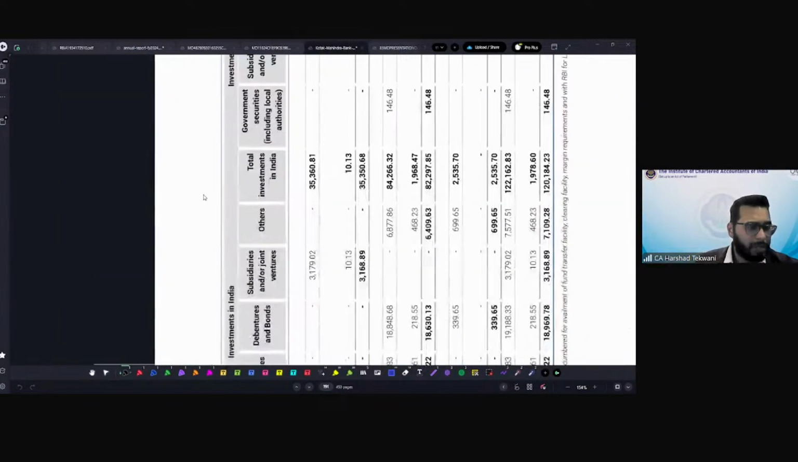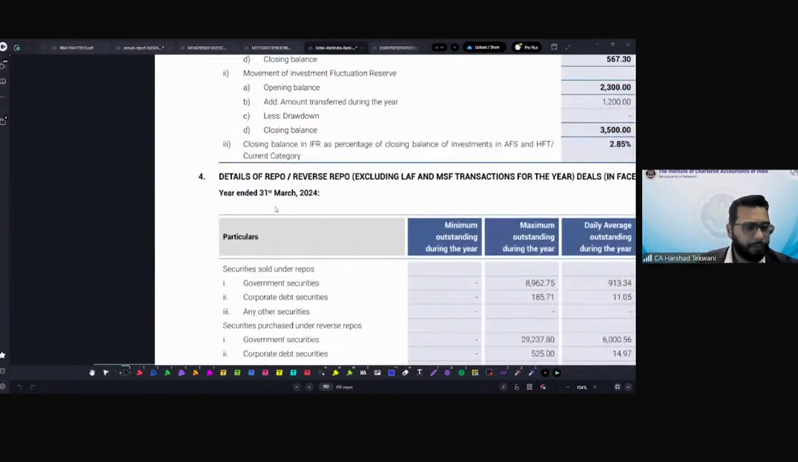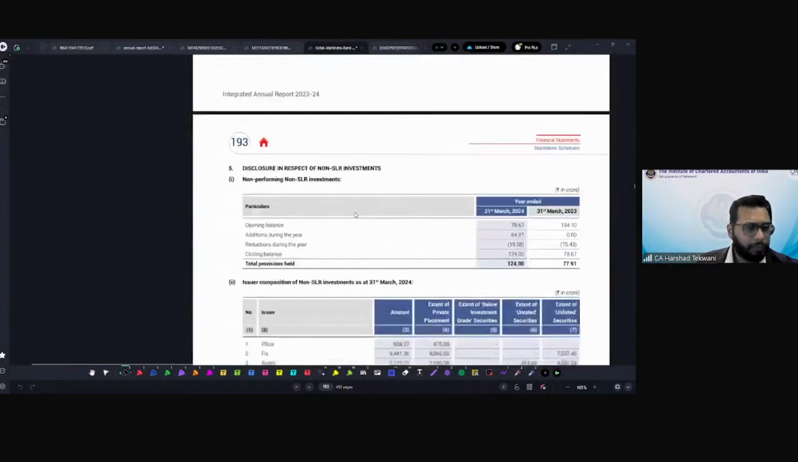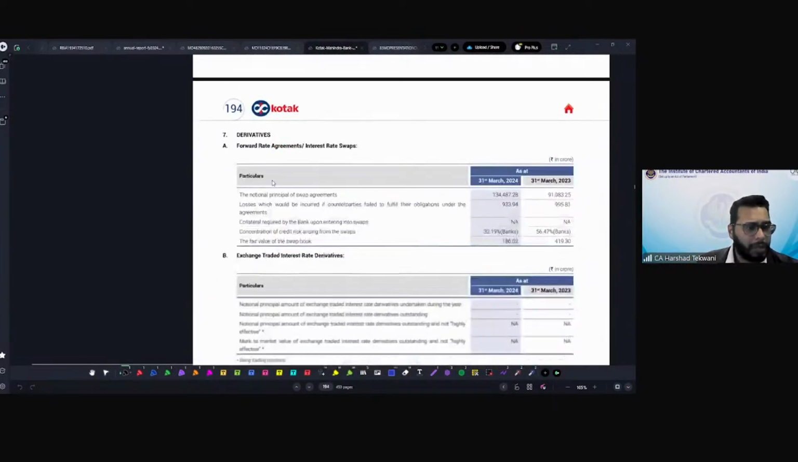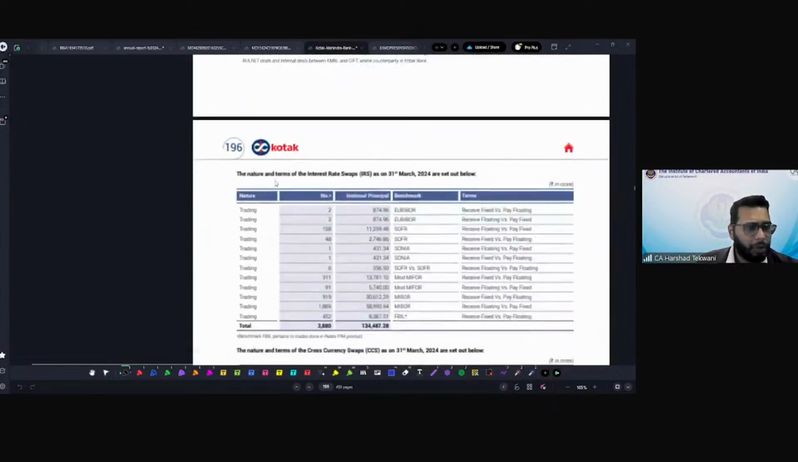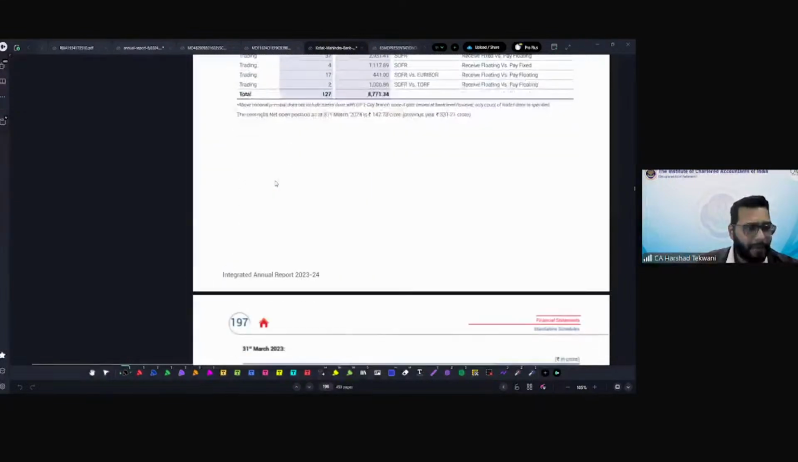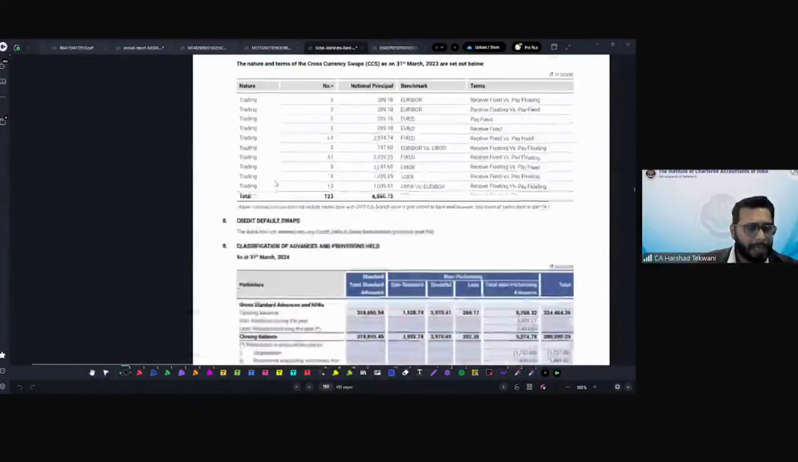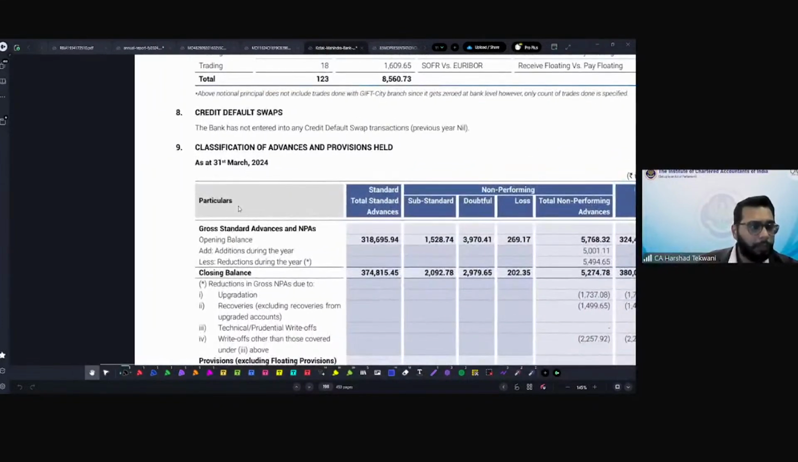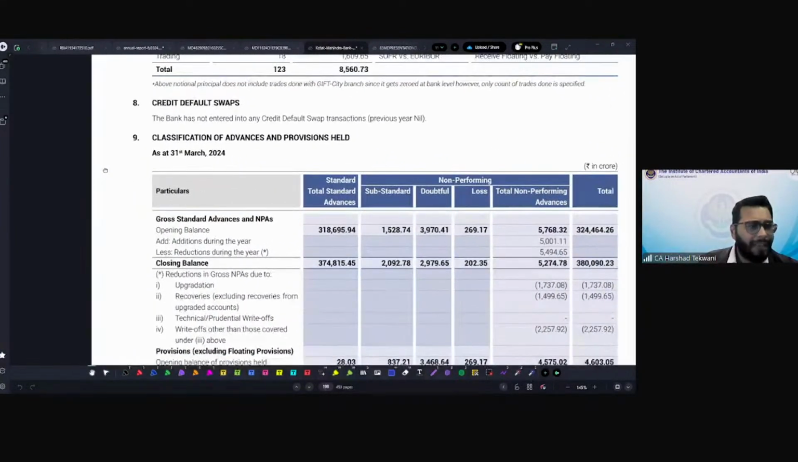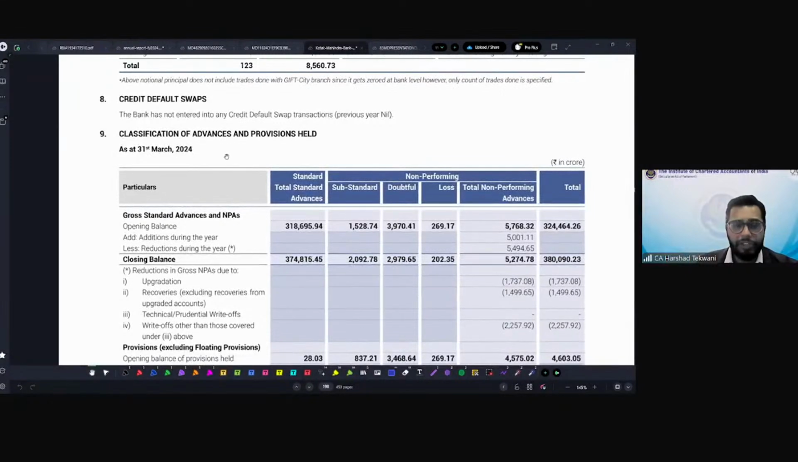I'll go to advances. Yeah, non-performing or non-SLR quantitative disclosures. I'll show you one disclosure, and then we'll discuss. See, classification of advances and provision held.